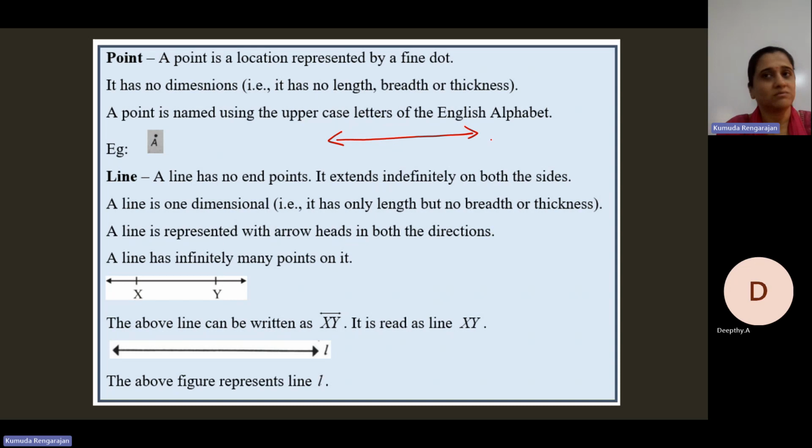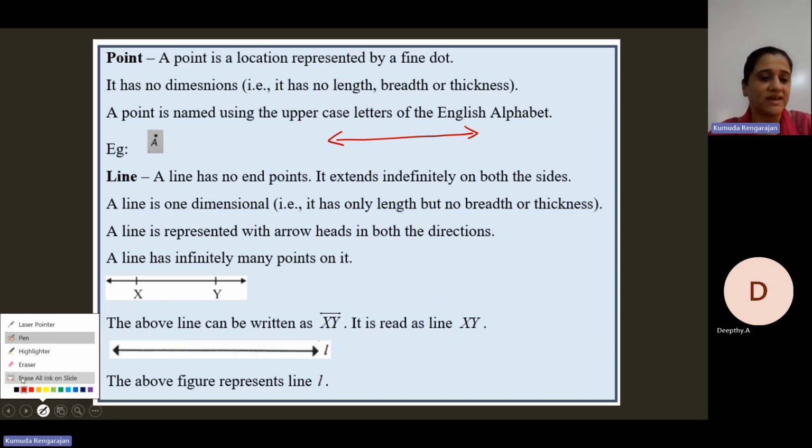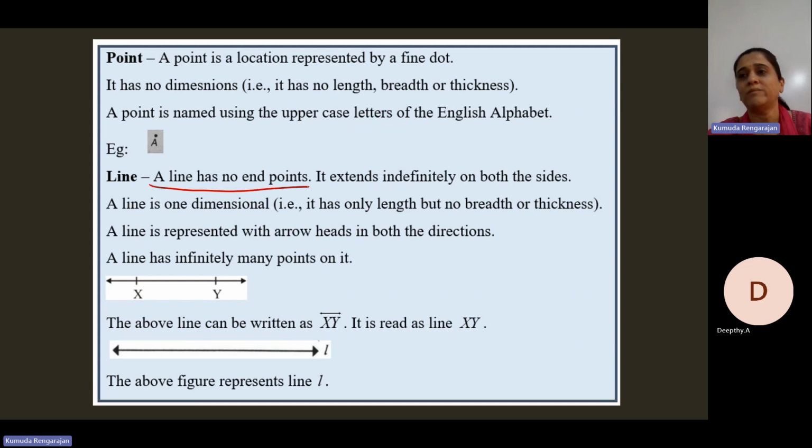It starts from where? We don't know. Where does it end? We don't know. We don't know the starting point, nor do we know where it ends. From where the line originates, we don't know. So a line extends indefinitely on both the sides. It has no endpoints. It extends indefinitely on both the sides or in both the directions.